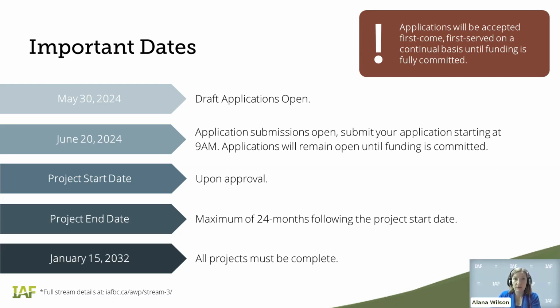Applications will be accepted on a first-come, first-served basis on a continual basis until funding is committed. Applications are currently available to draft, and applications can be submitted beginning June 20th. Projects can commence as soon as they receive an approval letter from IAF, and projects should be completed within 2 years of the project start date. All projects funded under the AWP must be complete by January 15th, 2032, and this shouldn't impact projects approved this funding cycle, as their end dates will be well in advance of this date.